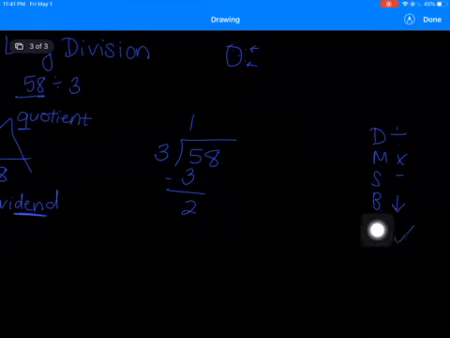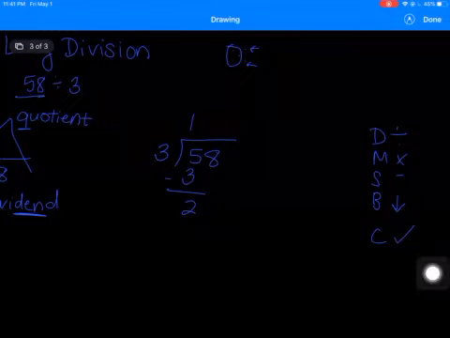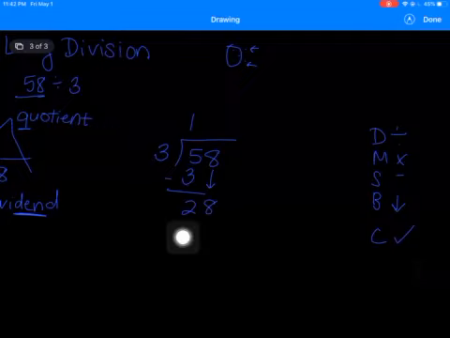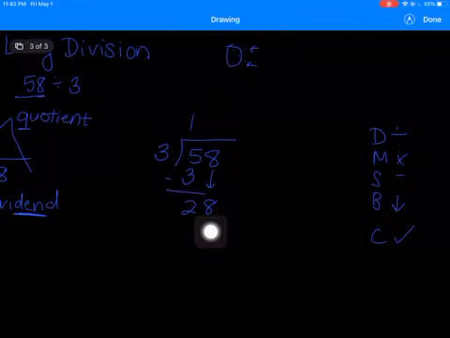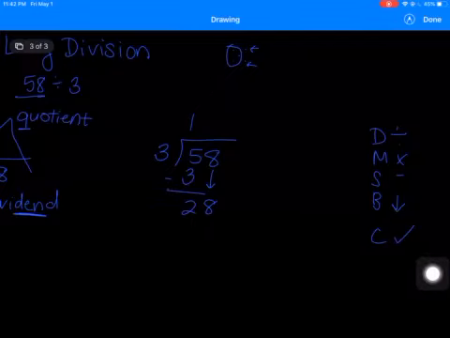We're ready now for the bring down step. We're going to bring down this 8. So I always have my students draw an arrow just to keep everything straight and lined up, and then rewrite. So now we have the number 28. We know that 3 won't go into 2, so we're putting those two numbers together, and we're looking at how many times will 3 go into 28.